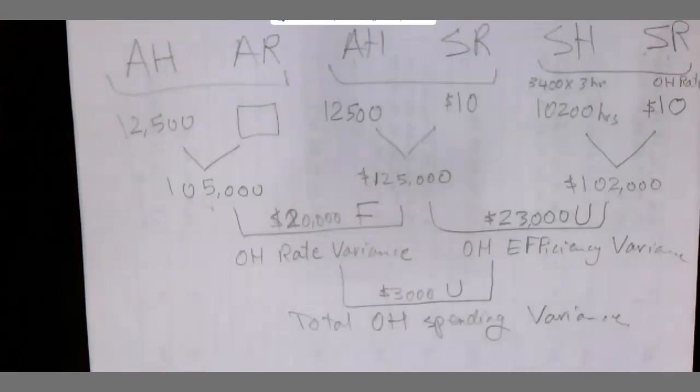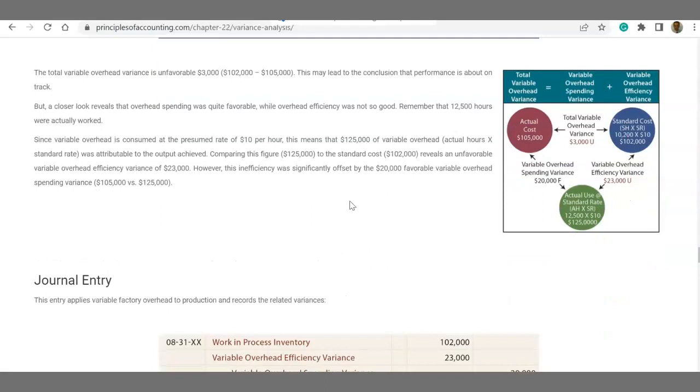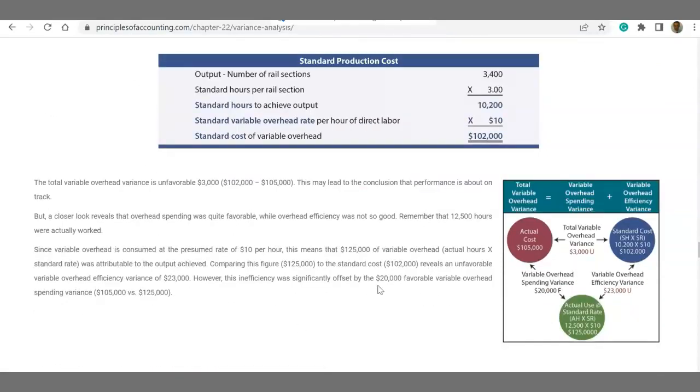Okay, so let's now go back to the book, and here we go. Those are the same numbers that I have for you. It's just given in here, and this is the way your book is doing. If you look at it, you will see that total spending is, let's say, 102. Actual, you spend 105, but you need to understand what's the favorable or unfavorable here. $23,000 unfavorable, that's variable overhead efficiency variance, and $20,000 was favorable, variable overhead spending variance.